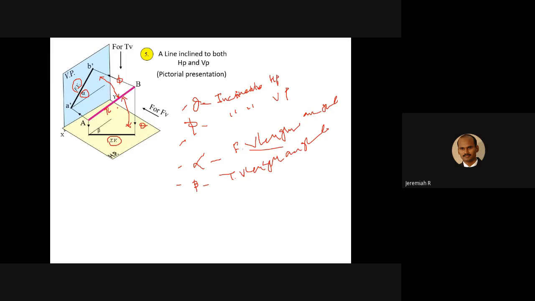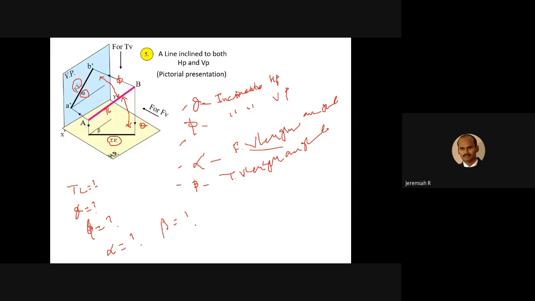So what are the possibilities of the question being asked? Sometimes some other data will be given, and we have to calculate the true length. That is the possibility of the question. Sometimes you have to calculate theta, phi. Sometimes you have to calculate alpha, beta.